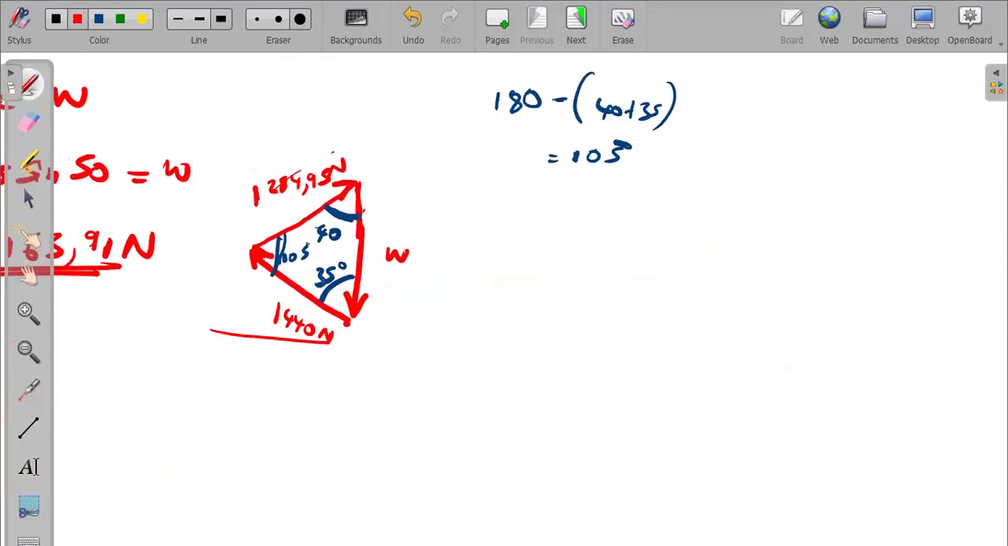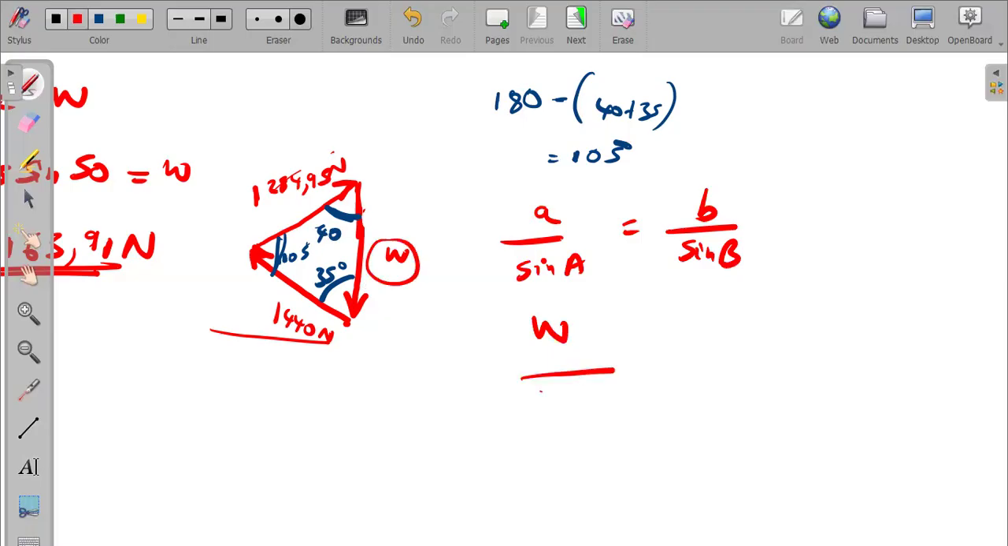Using the vector diagram, it's a non-right-angle triangle. What can we use? We can use our weight, which is the side we are looking for, and either the sine rule or the cosine rule. The onus is on us, where we can say a over sine A is equal to b over sine B, since we are looking for a side. So we'll say weight, the side we are looking for, over sine of the angle opposite the weight, which is sine 105, right, is equal to, I now take the side and the angle opposite that are facing each other.